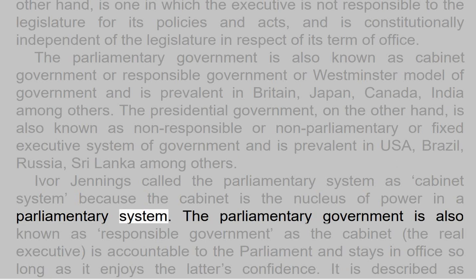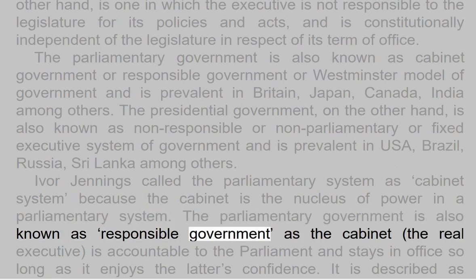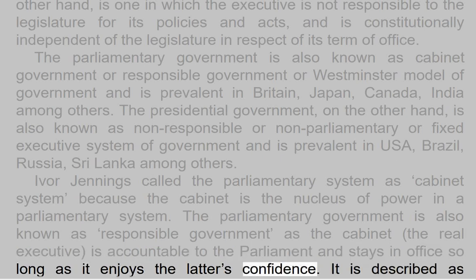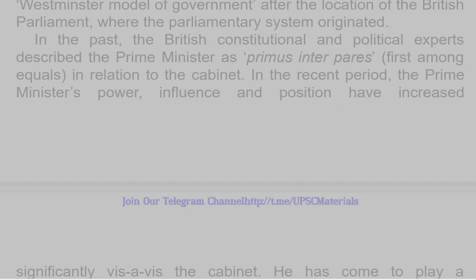Ivor Jennings called the parliamentary system as cabinet system because the cabinet is the nucleus of power in a parliamentary system. The parliamentary government is also known as responsible government, as the cabinet, the real executive, is accountable to the parliament and stays in office so long as it enjoys the latter's confidence. It is described as Westminster model of government after the location of the British Parliament, where the parliamentary system originated.